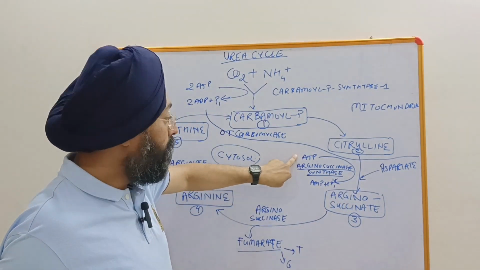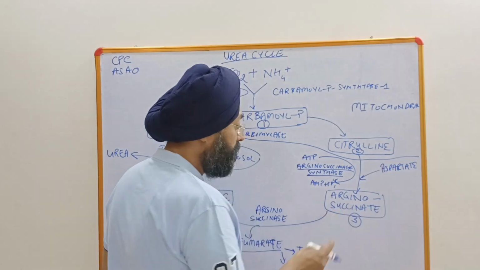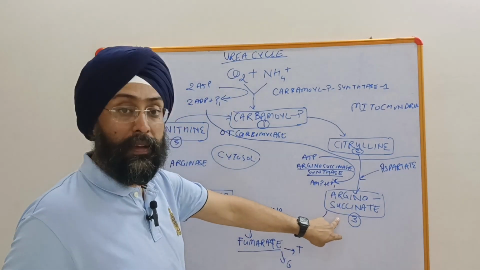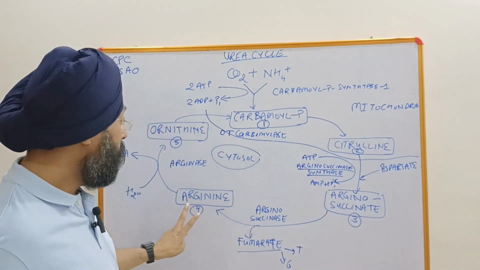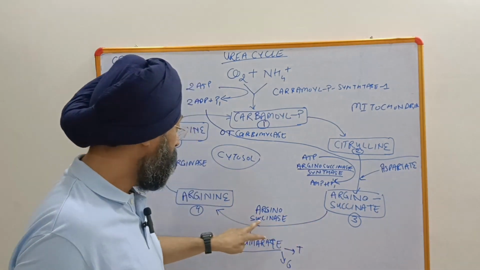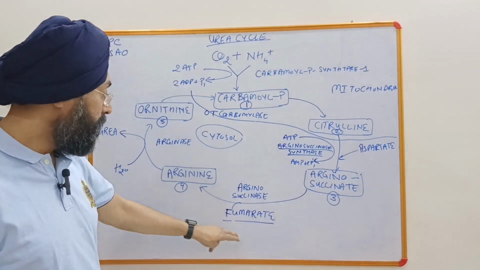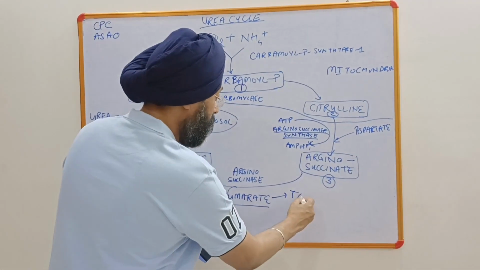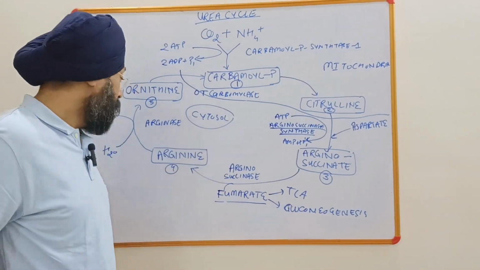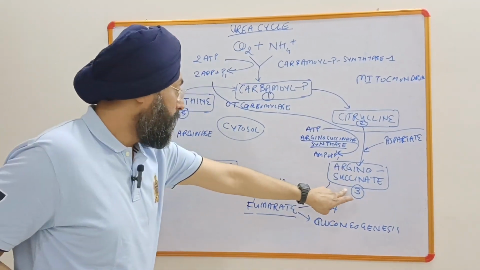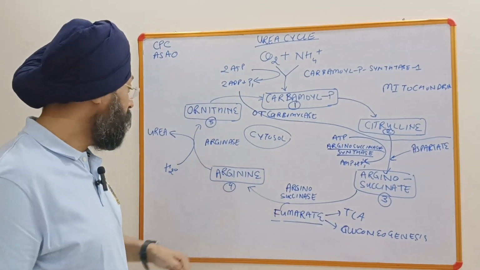And there is utilization of ATP, 2 ATP here, and we get AMP, right? And the third step is argininosuccinate, and this takes place in cytosol, as we discussed earlier. Then argininosuccinate will form arginine, and the argininosuccinase enzyme is involved, right? Now we got fumarate here. Fumarate can enter TCA cycle and is also involved in gluconeogenesis, right? After argininosuccinate, we get arginine. The fourth step and the enzyme involved is argininosuccinase, right?